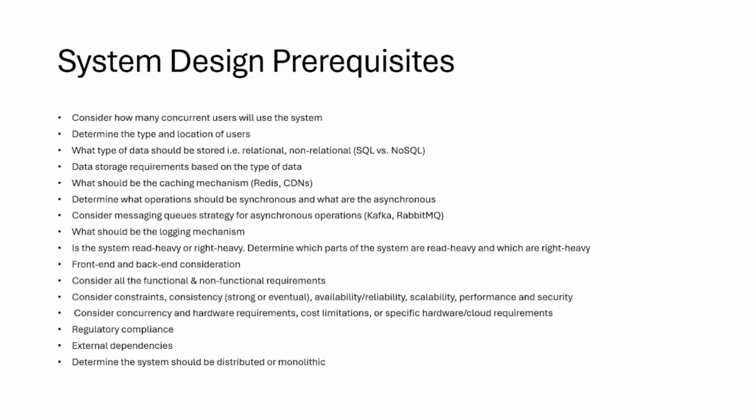You have to consider the external dependencies, whether any external API or tools you need to use. Also, you should determine whether the system should be distributed or monolithic. It is not necessary that all systems should be distributed or that all systems should be monolithic. So based on the user needs and system requirements, you should decide your system so that you can build the system efficiently for your client's needs.